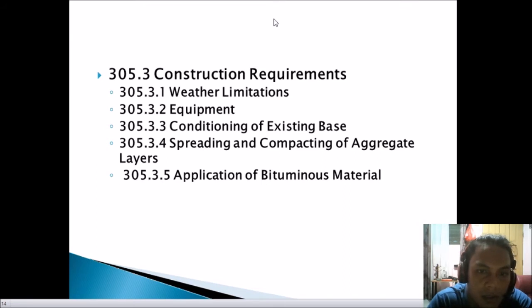So next is 305.3.5, which is the application of bituminous material. The bituminous material shall be uniformly applied at the rate specified below. Building paper shall be placed over the end of the previous application, and the other end shall start the building paper. The distributor shall not be cleaned or discharged on the right of way.